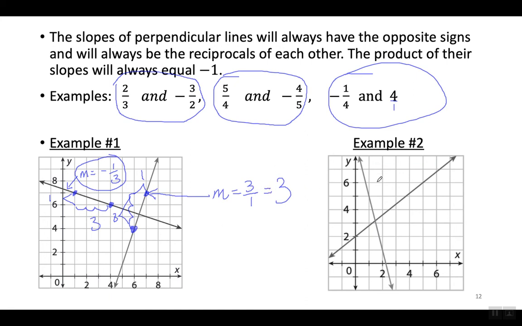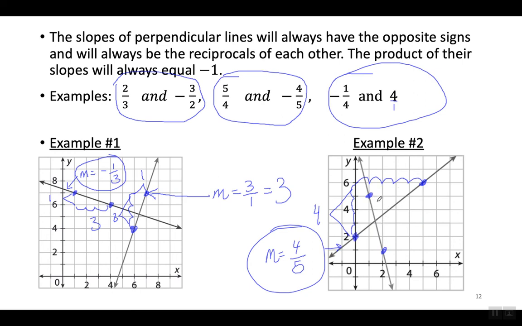Alright, now let me do this one. Okay, let's do the line that's going up first. I could use this point right here and this point right here. Alright, so the slope of this line is going to be positive. The rise is 1, 2, 3, 4. The run is 1, 2, 3, 4, 5. So the slope is positive 4 over 5 for this line right here. For the one that's going down, I could use this point and this point. Alright, so, oh, these are not perpendicular.